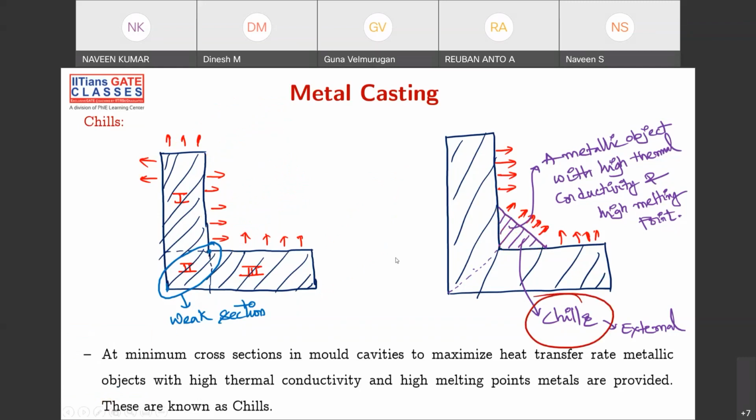So what is a chill? At minimum cross sections in mold cavities, to increase the heat transfer rate, metallic objects with high thermal conductivity are provided. High thermal conductivity, why? It has to transfer heat as much as possible. And high melting point. Why high melting point? Because heat is getting transferred to this metal object, it should not get melted. So high melting point also should be there. These are known as chills.